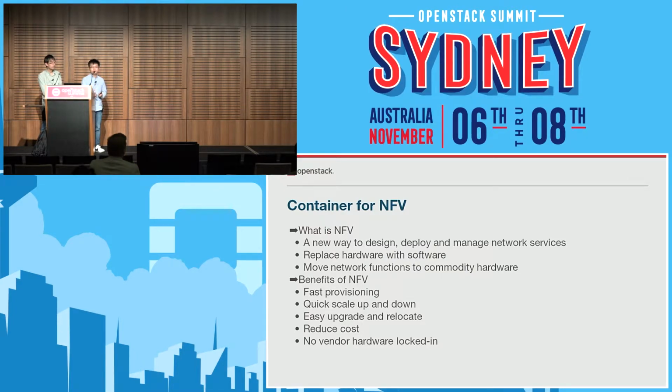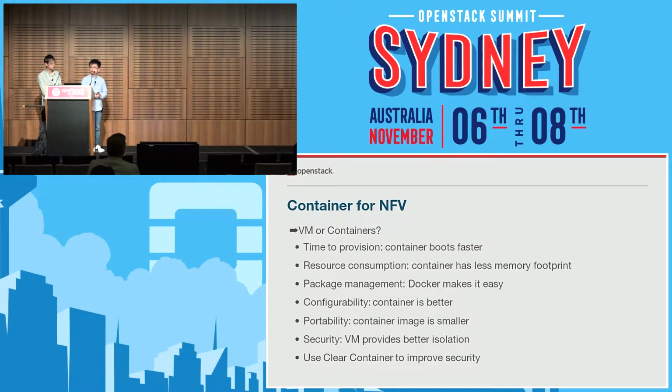The benefits of NFV are that network functions can be provisioned very fast, and they can be scaled up and scaled down very fast. The upgrade is easy, they can be relocated, and it reduces the cost of purchasing special hardware and avoids vendor lock-in. So today, most VNFs run on VMs because there is a lot of support in Nova that provides the features required for NFV. Running VNFs in containers is not as common as in VMs.